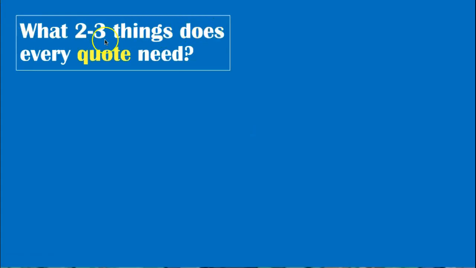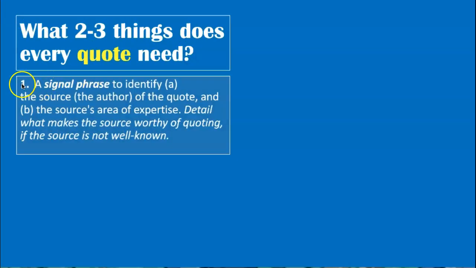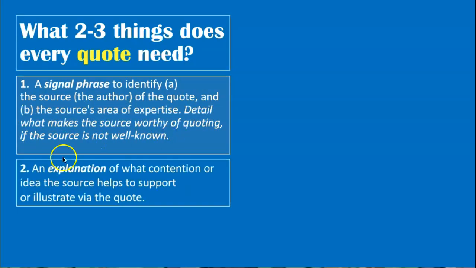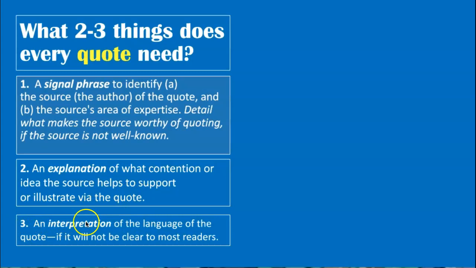What 2 to 3 things does every quote need? 1. A signal phrase to identify A, the source, the author of the quote, and B, the source's area of expertise. Detail what makes the source worthy of quoting if the source is not well known. 2. An explanation of what contention or idea the source helps to support or illustrate via the quote. 3. An interpretation of the language of the quote if it will not be clear to most readers.